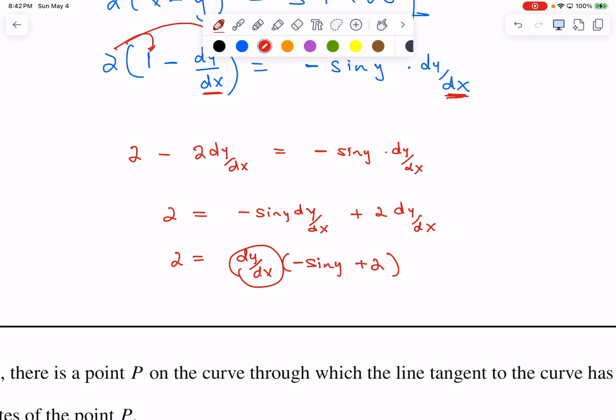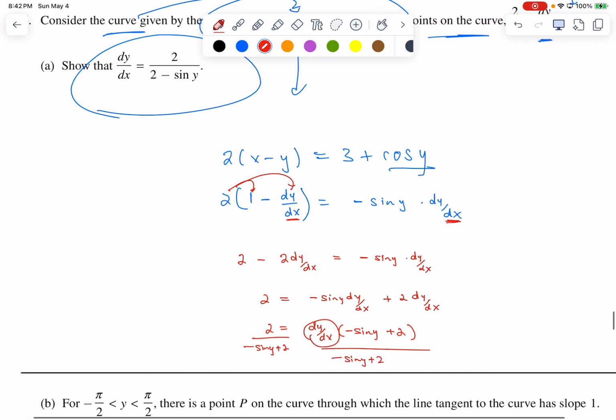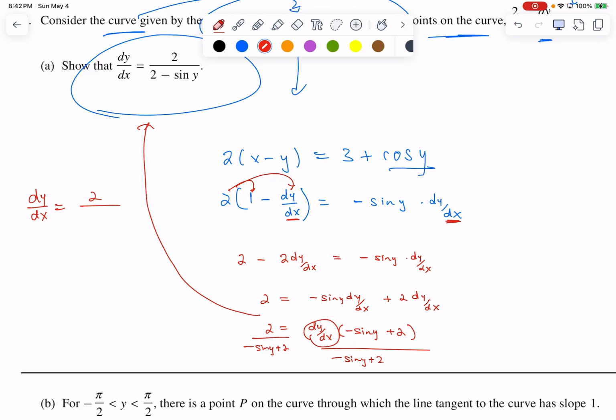Divide. Now divide by the negative sine y plus 2. Negative sine y plus 2. Does that look like what we want it to look like? Really close. Is it close? So can I just rearrange it and say dy dx is going to equal 2 over... can I just rearrange it so instead of negative sine y plus 2, write 2 minus sine y? Is that legal? There you go.